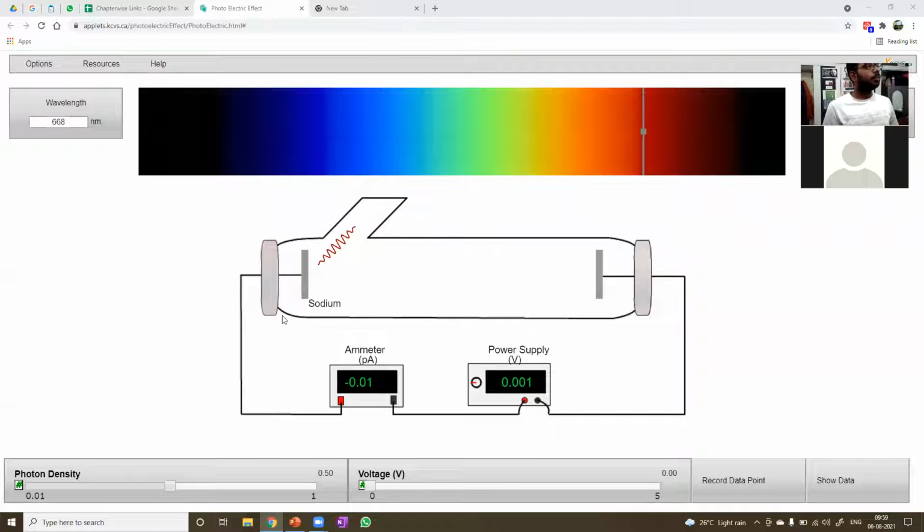Look at this. First of all, here, how is the external EMF connected? This is connected to the positive supply. This is connected to the positive terminal.